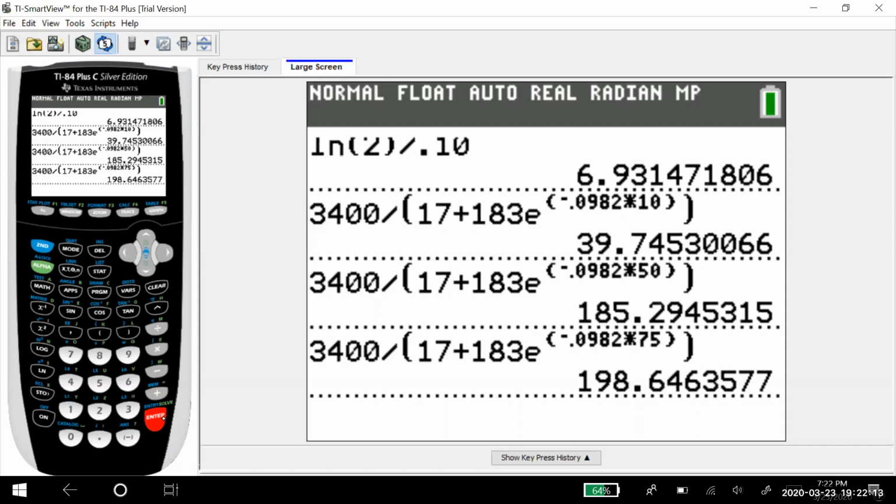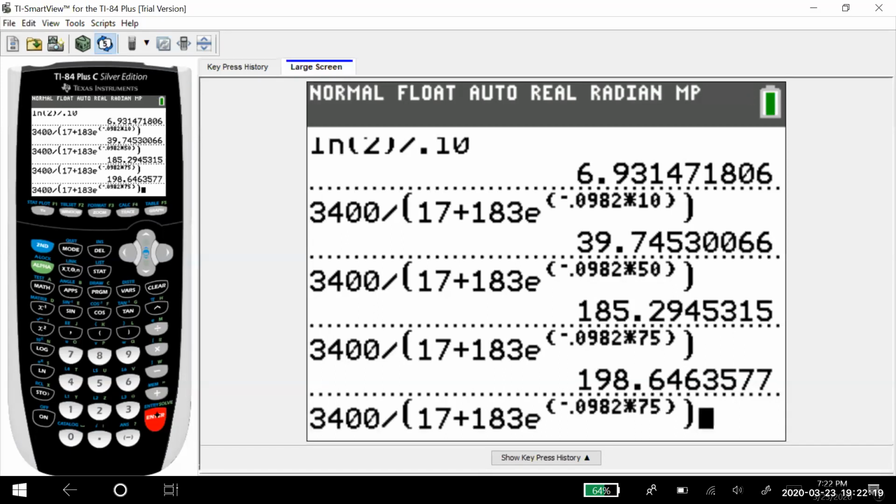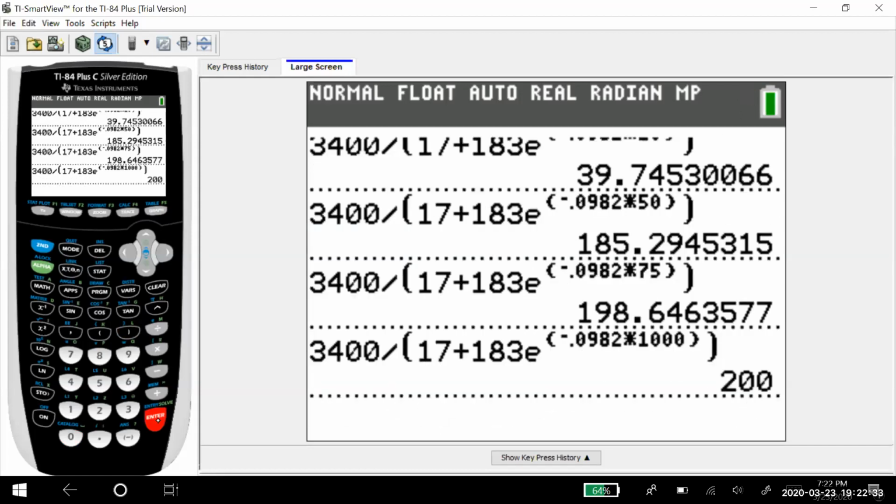Now, remember that limiting factor we saw before? Let me show you this real quick. Suppose I change this, instead of 75 years, let's go to 1,000 years. Oh, look, 200 people. That's my limiting factor. I'll show you how we get to 200 in just a minute.